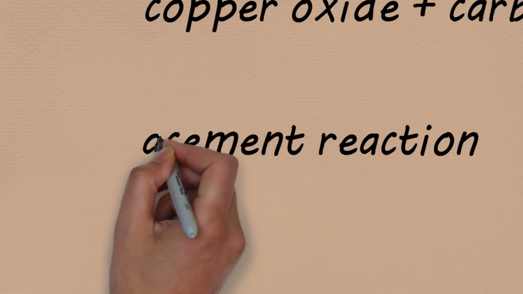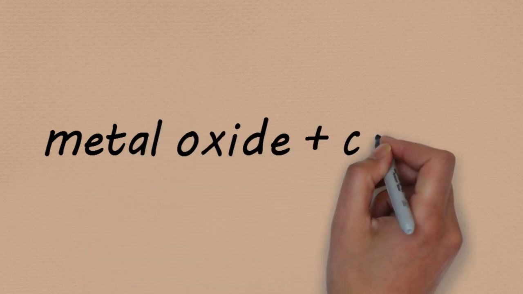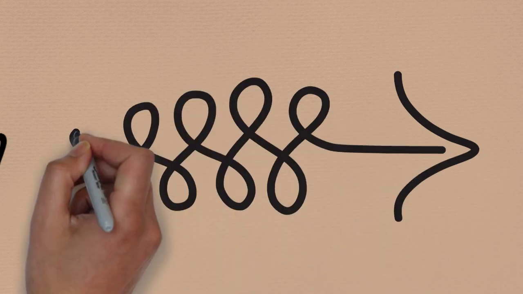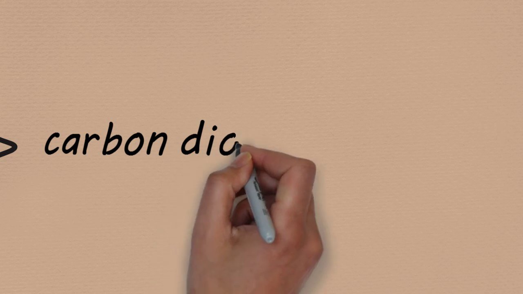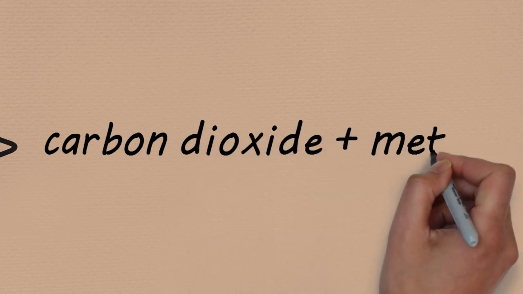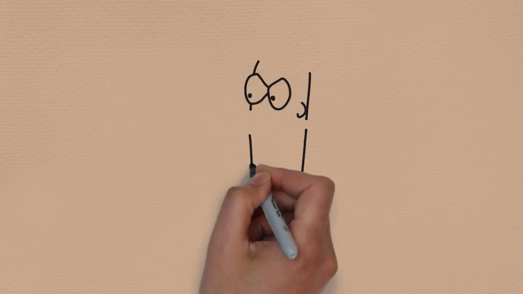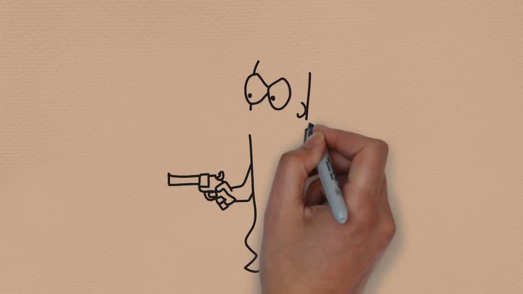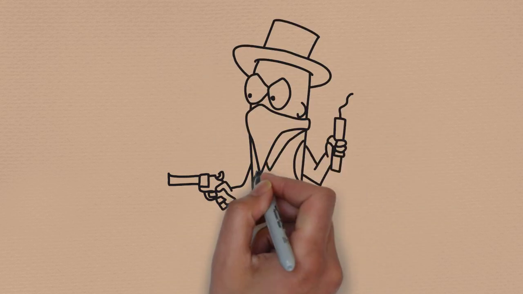Now, if a metal can replace another metal in an oxide, we call that a displacement reaction. A more reactive metal will displace a less reactive metal, and carbon can displace less reactive metals. So not all metals will hand over their oxygen.